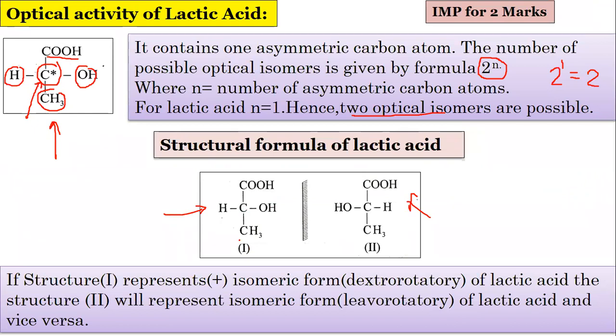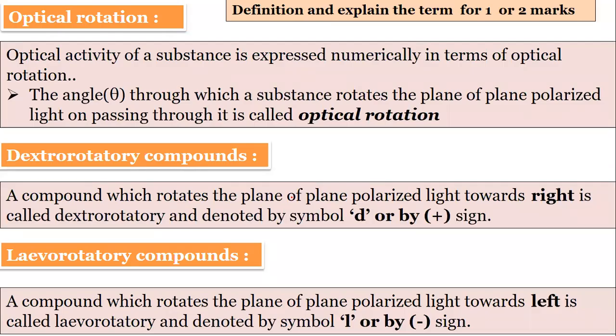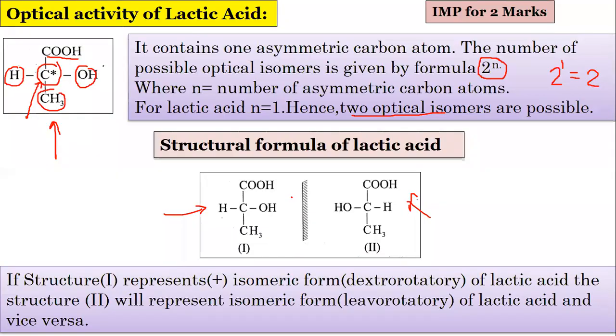So either compound 1 is dextrorotatory or compound 2 may be dextrorotatory, we don't know. So for the 2 marks, this is expected. After 1 minute again we have to join, remember, because only 1 minute is remaining. Again 20 minutes we have to continue the lecture. So we have to draw the structure, write the number of possible isomers, and draw the structures. We will get 2 marks here. Okay, this is the optical activity of lactic acid.